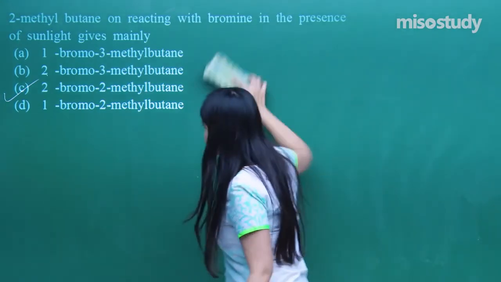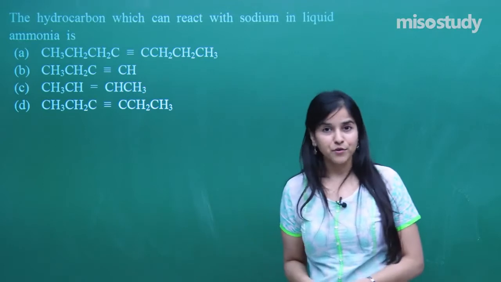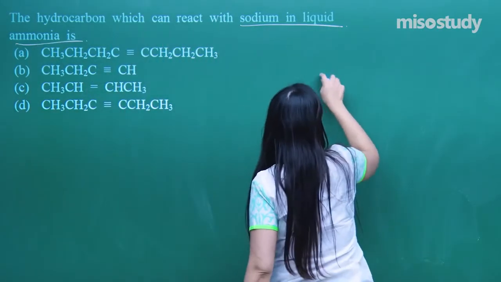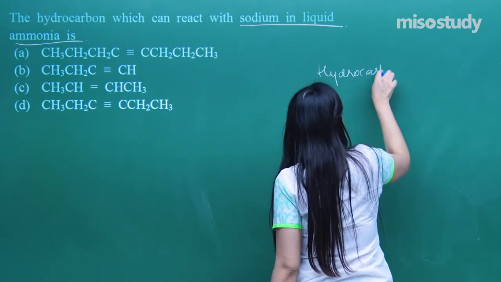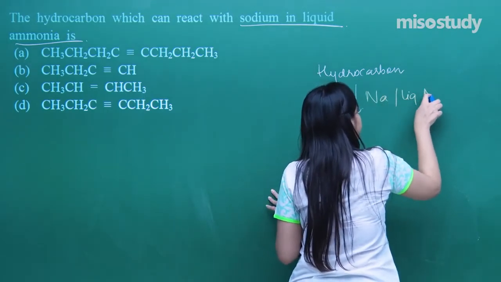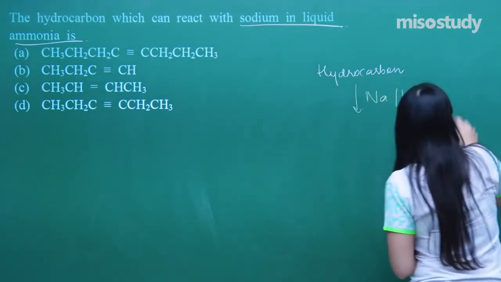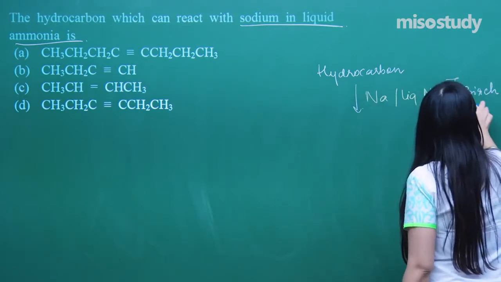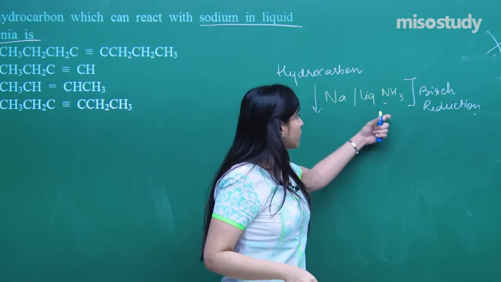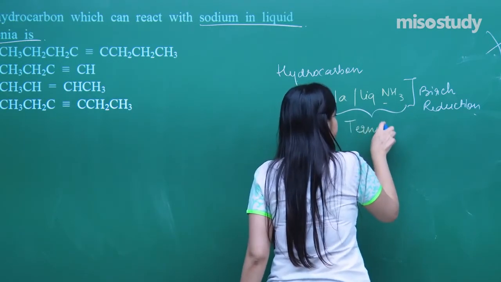What do we have here? In the next question, the hydrocarbon which can react with sodium in liquid ammonia. So you have got sodium in liquid ammonia, that is the reaction that I need to perform. I have got a hydrocarbon and I need to have a reaction with Na in liquid ammonia. What kind of a reaction is this? This is a reduction reaction and it is known as Birch reduction. And just remember this very carefully, this reagent always acts on terminal alkynes.